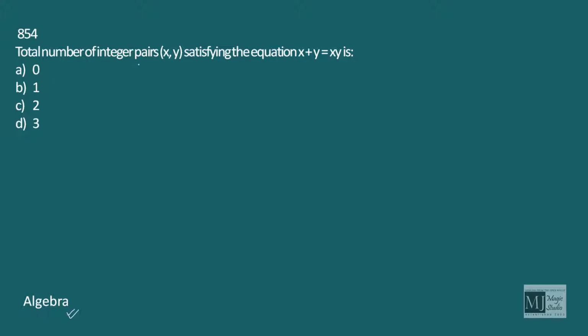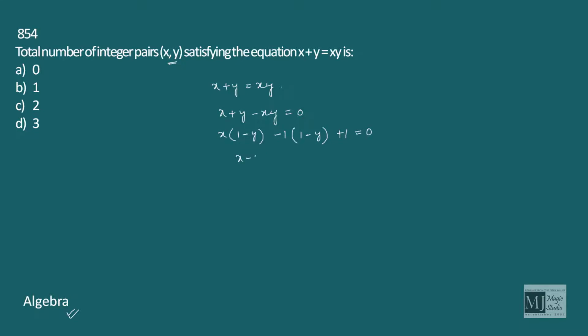Total number of integer pairs x, y satisfying the equation x plus y equals xy. Now can I write this as x plus y minus xy is 0? Taking x common, x into 1 minus y, and I have y, so let me take minus 1 minus y, minus 1 plus 1 will be equal to 0.